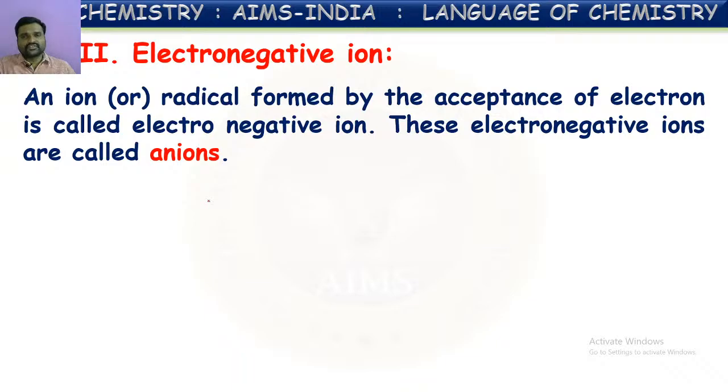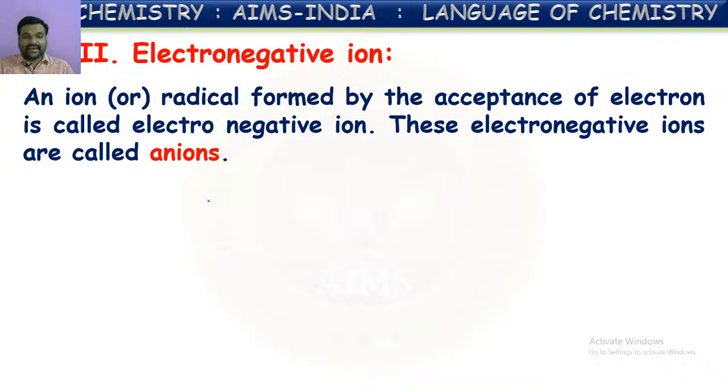Generally, non-metals accept electrons and hence they form negative charges and they form anions. So electronegative ions are formed by non-metals. So non-metallic ions are anions. Electropositive ions are generally formed by metals. So cations are formed by metals in general.